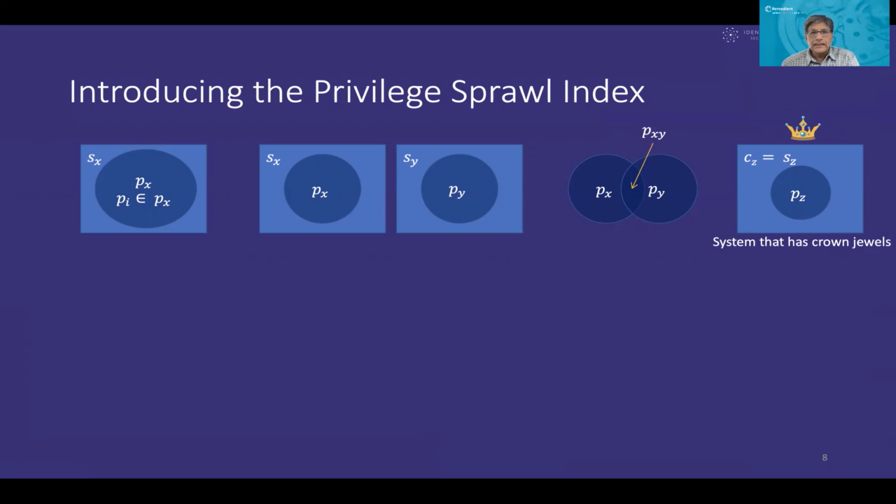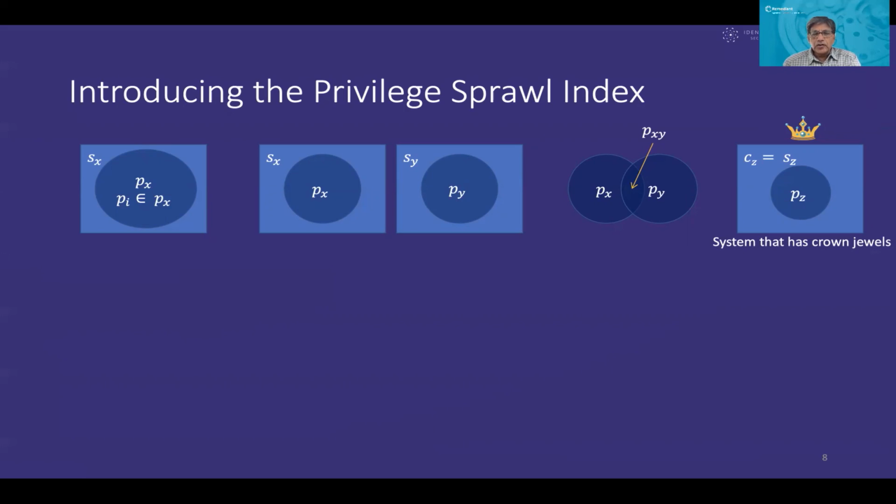So to get started, let's look at these diagrams, these pictures here, right? On the left, we have a system S labeled X. So system X is the one on the left-hand side, and that system has a set of privilege accounts called PX, right? PX is the set of admin accounts or privilege accounts that exist on a system SX. And PI is one instance of a privilege account or an admin account, right? So PI is an admin account. It belongs to the set PX, and PX is on SX, right?